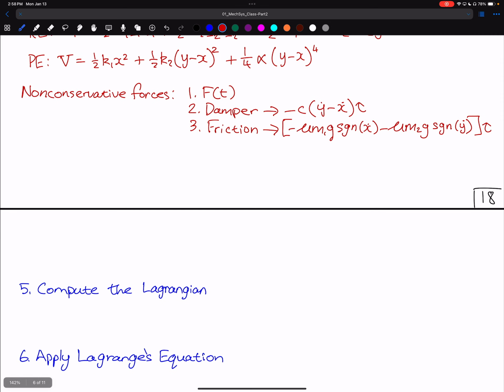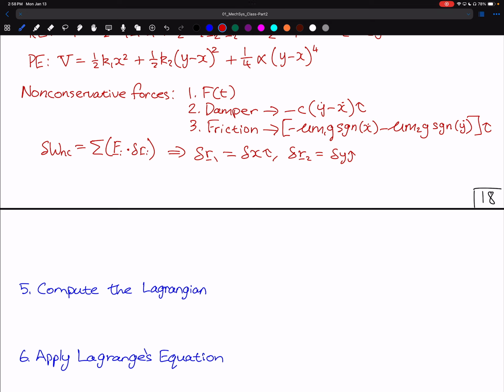Okay, so from the principle of virtual work, we know that delta W_NC is equal to the summation of the non-conservative forces dotted with delta R_i. In this case, delta R1 is just delta x in the I direction, and delta R2 is delta y in the J direction. So we're summing up all of the forces with that dot product.